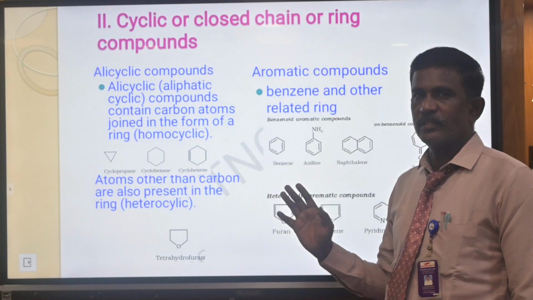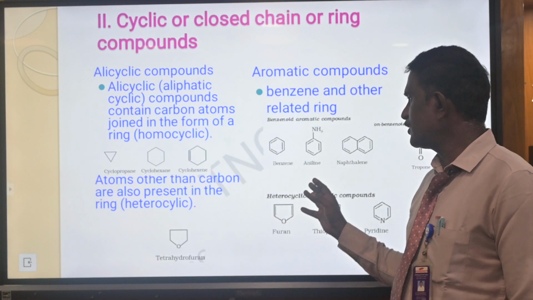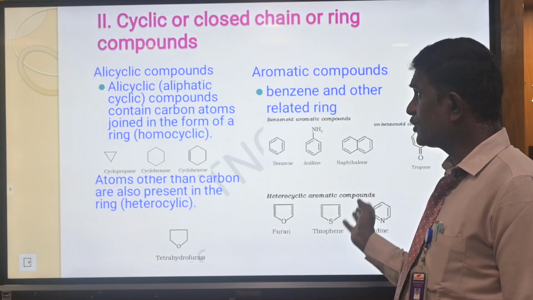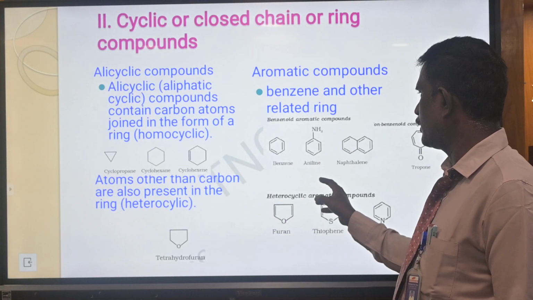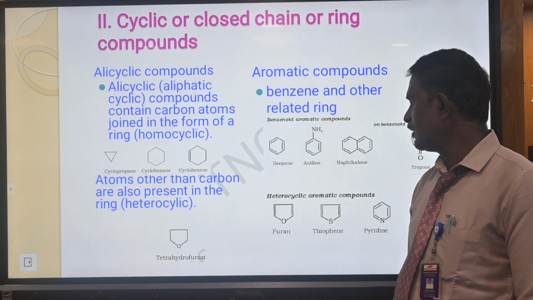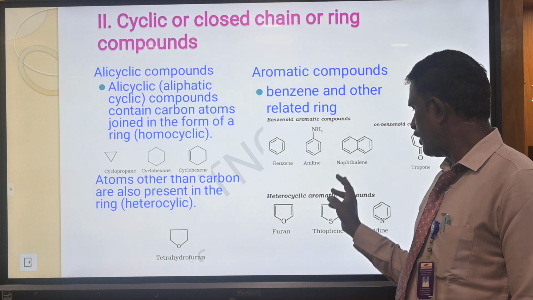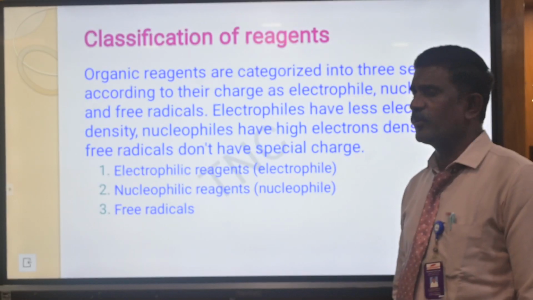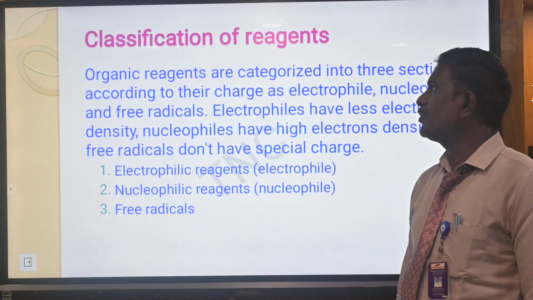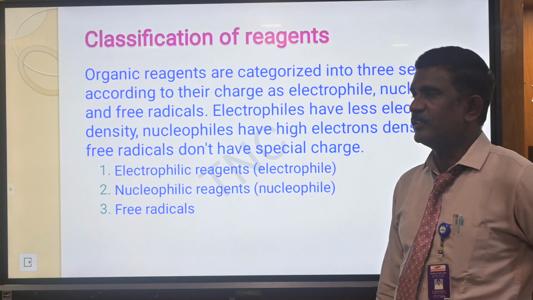Again we can have open chain, only carbon, that is homocyclic, as well as heterocyclic compounds. Examples for homocyclic: benzene, toluene, naphthalene, and heterocyclic: furan, thiophene, pyridine. Those types of compounds are examples for heterocyclics. Then we come to this classification of reagents.